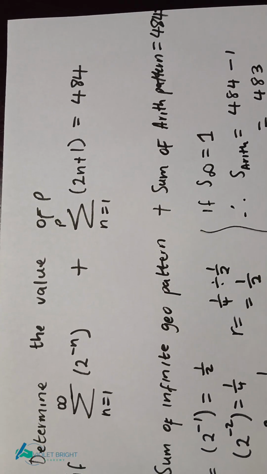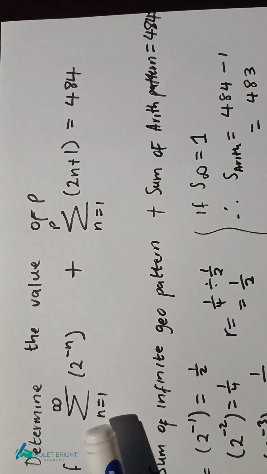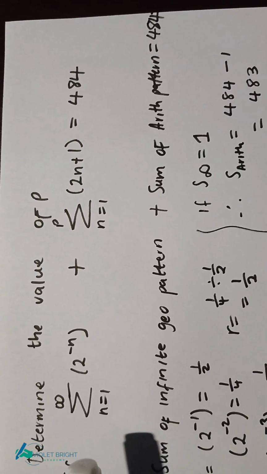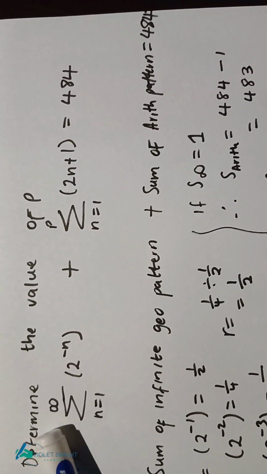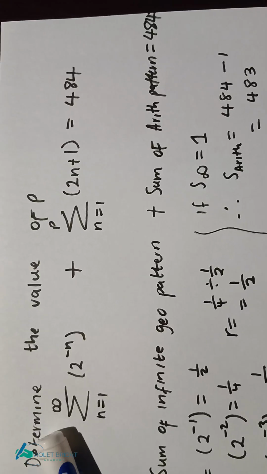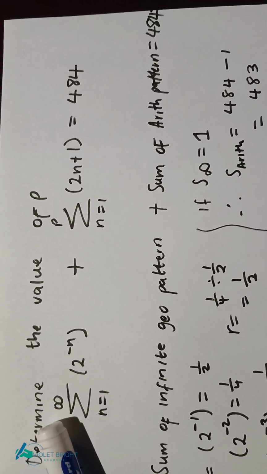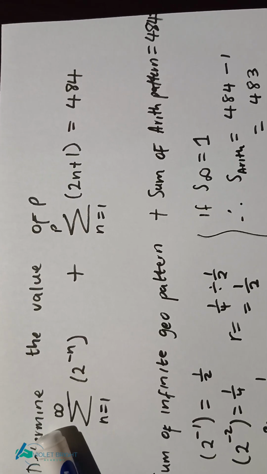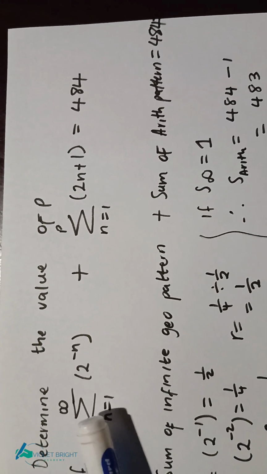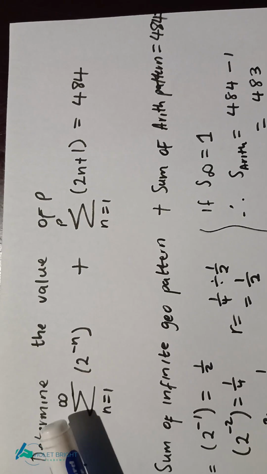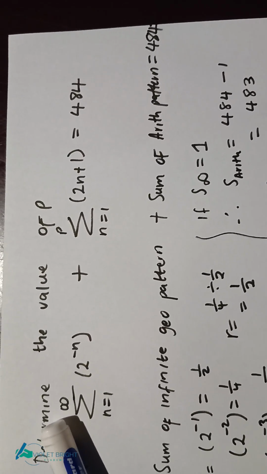Now this first one, remember, it's an infinite pattern. Why do I say it's an infinite pattern? Because the last number of the term is infinity, which shows the pattern continues. It doesn't have any ending. Hence this basically shows us that it's an infinite geometric pattern.